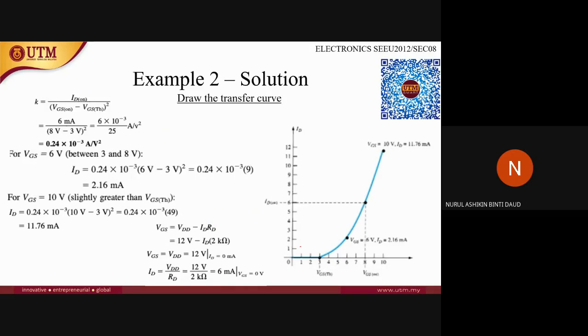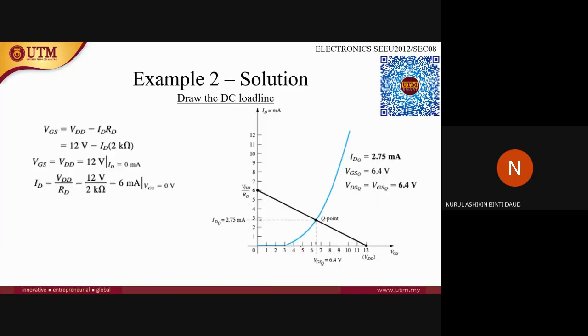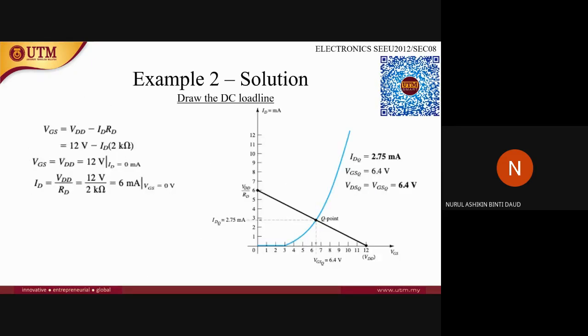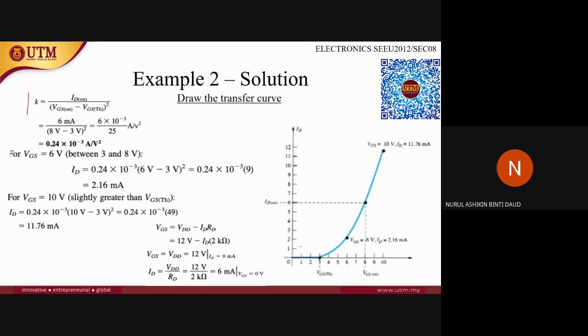So first of all, this is by using the graphical method. First of all, we need to find the value of K. This is from the equation that we learned yesterday, from yesterday's graph here.